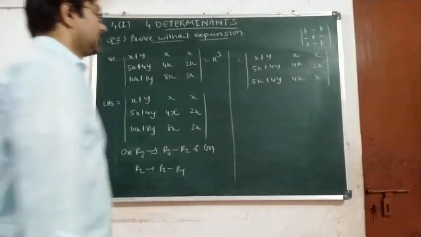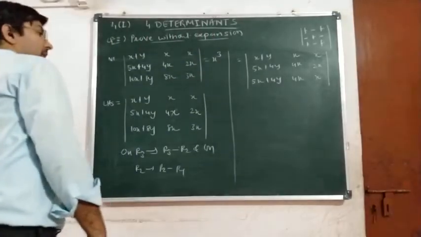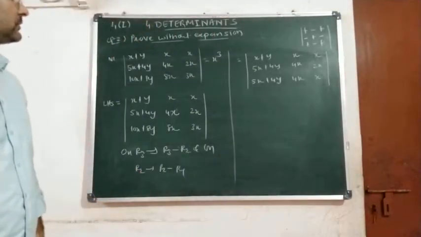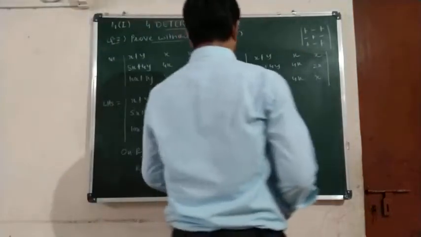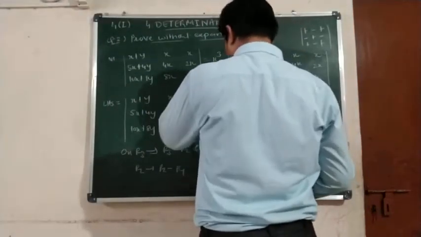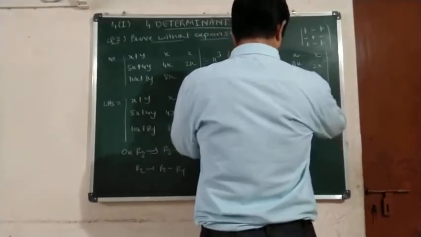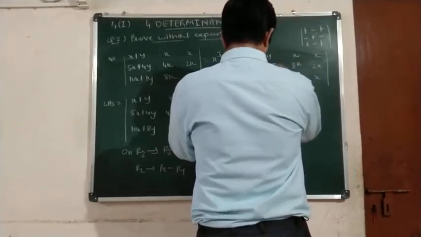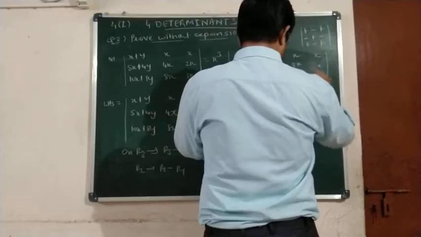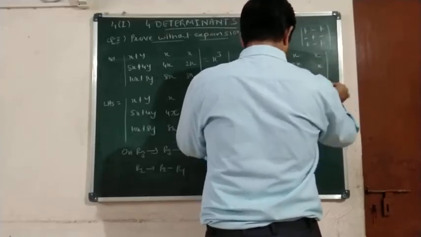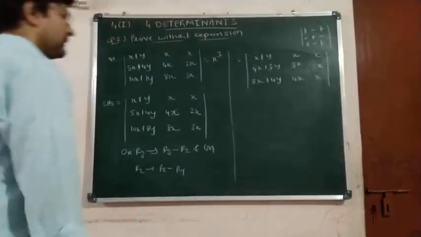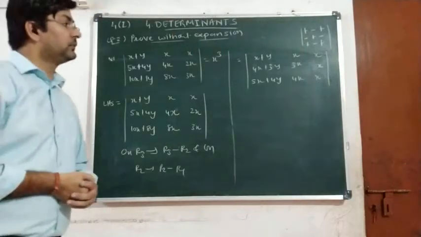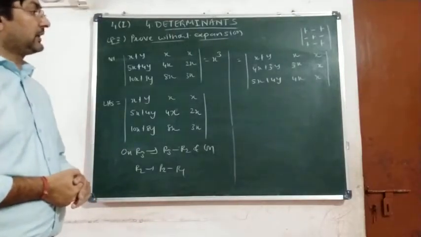Sorry, we have not yet done R2 minus R1, so let us do that. On R2 minus R1, here we will get 3x, here also 4x, 3y, and here x we will get. Clear? Okay, now further simplification we have to do. So let us do that.